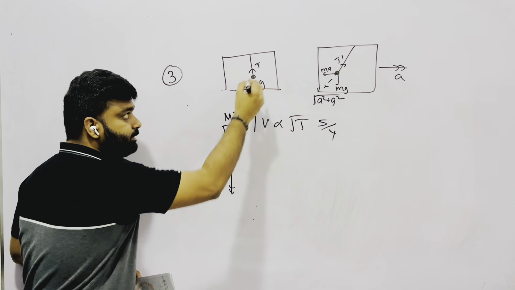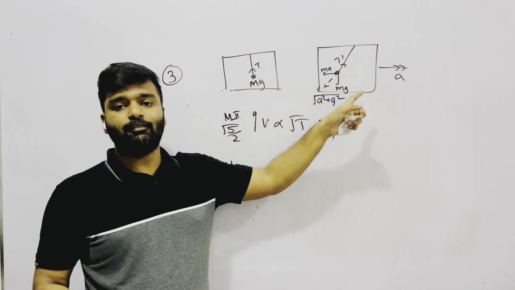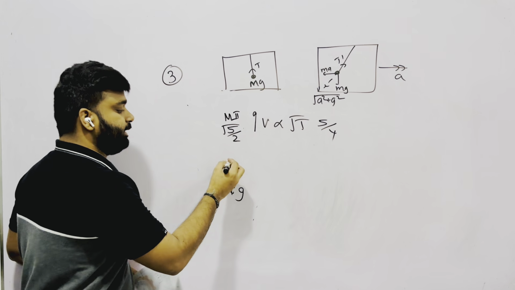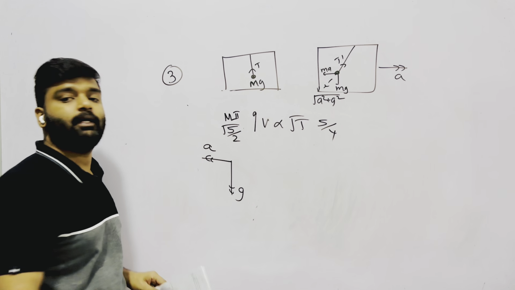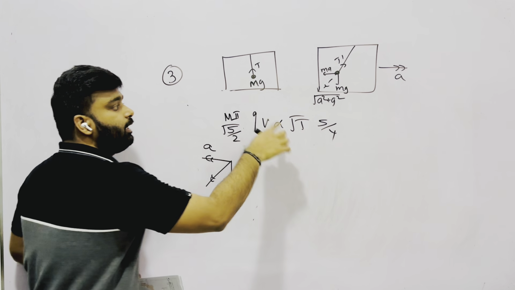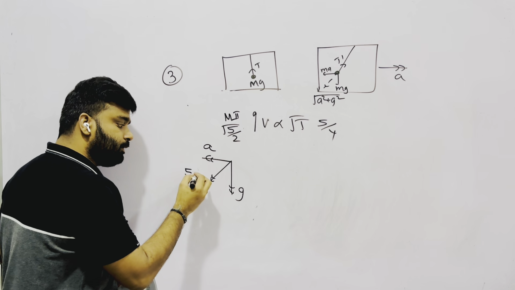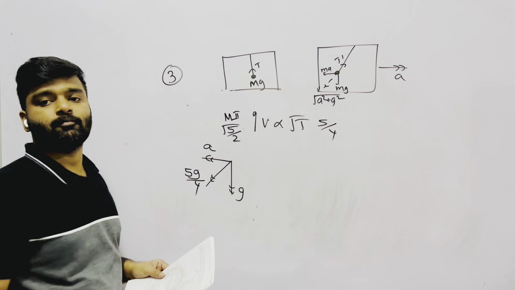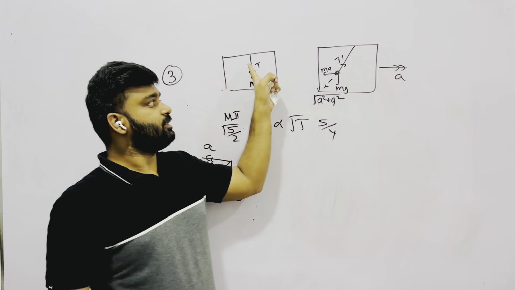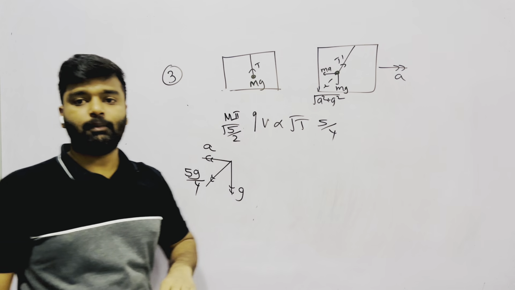The initial acceleration when it is at rest is g. When the car is moving to the right side with an acceleration A, the heavy object inside the car will get an acceleration in the opposite direction, that is called pseudo acceleration A. Initially, tension is equal to mg. Therefore, as the tension is multiplied by 5 by 4, the resultant acceleration is also multiplied by 5 by 4.